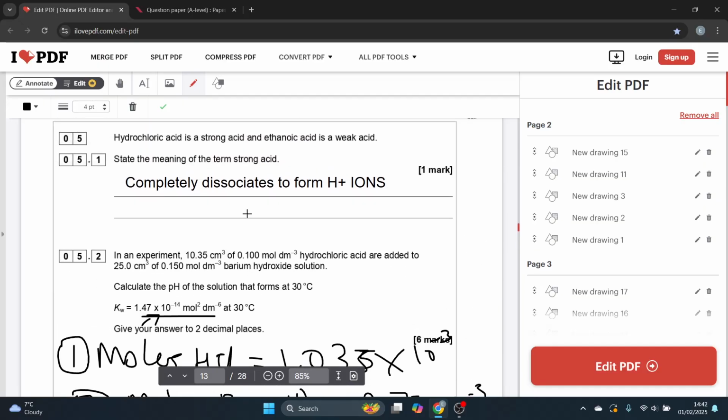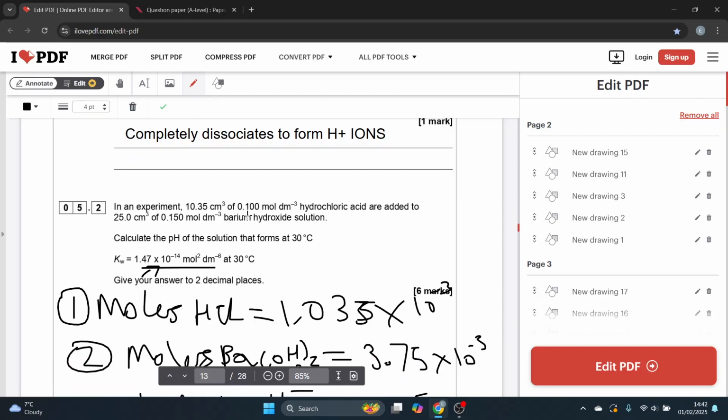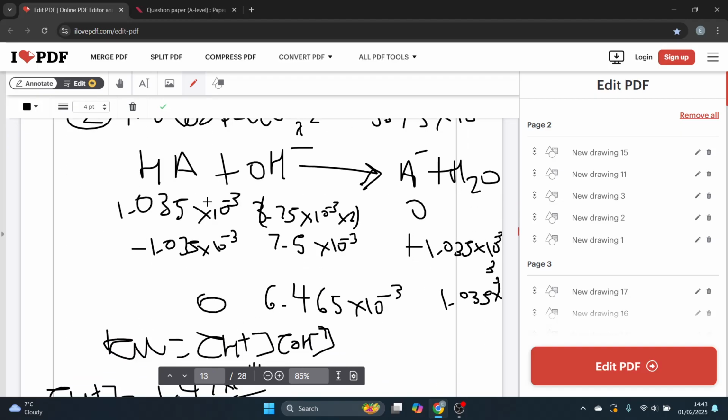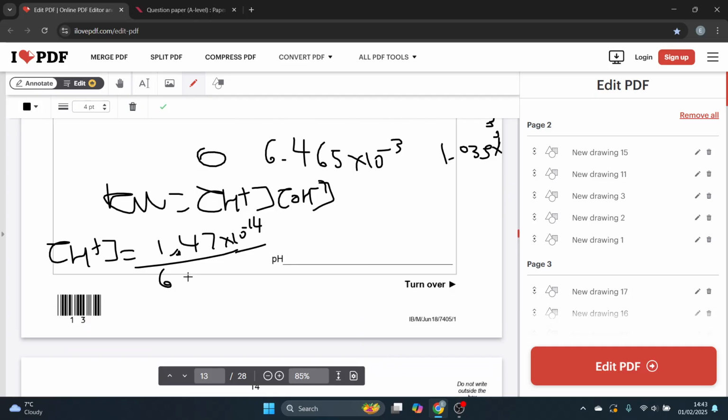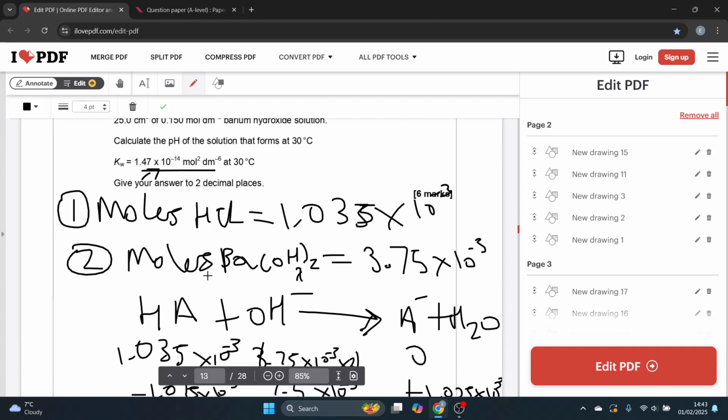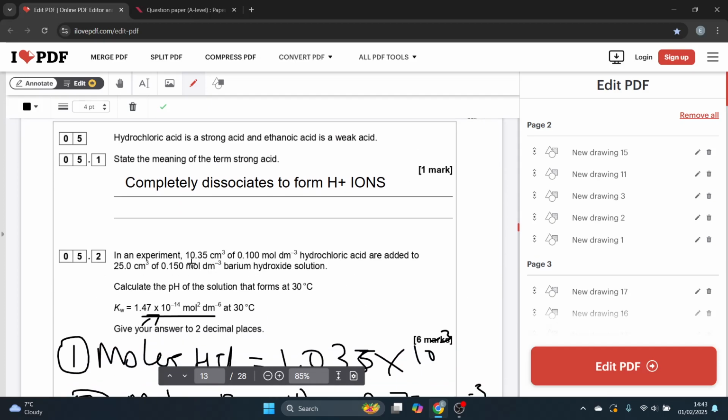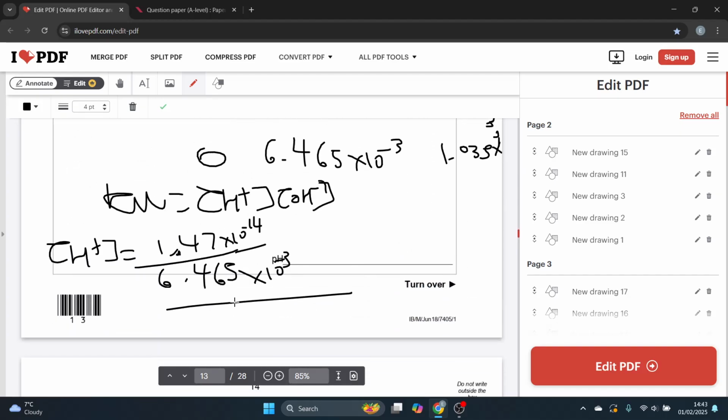So now I need to find out the concentration of hydroxide ions. And I know concentration is the moles divided by the volume. So it's going to be 6.465 times 10 to the power minus 3 divided by the volume, which is just going to be 10.35 plus 25 plus 10.35, obviously, times 10 to the power minus 3, divided by 35.35 times 10 to the power minus 3.